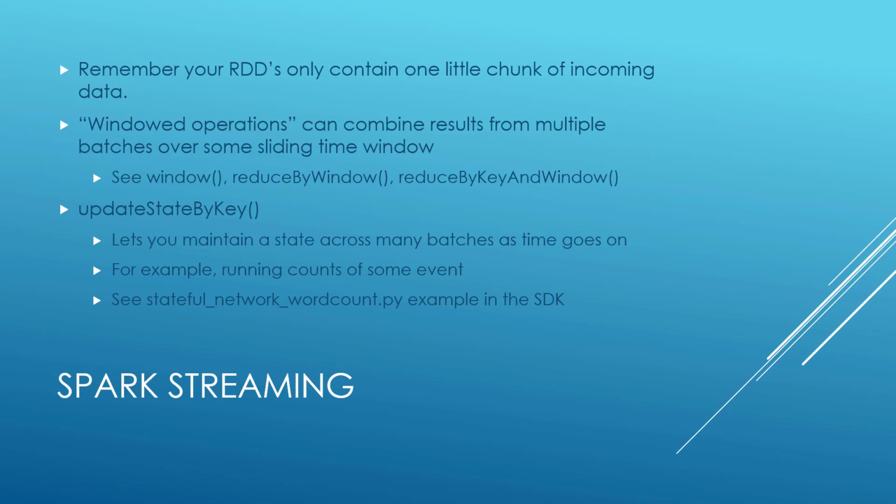You can also maintain any arbitrary state you want across these different batches that come in from your streaming data. updateStateByKey is what lets you do that. That just lets you keep track of some sort of state, some arbitrary information, across many batches as time goes on. So for example, if you wanted to keep a running count of some event or the total number of lines that you've processed since the beginning of this stream, you could use updateStateByKey to do that. And if you want to see an example of that in action, just navigate into the Python examples that ship with the Spark SDK. You'll see a file called stateful_network_wordcount that will show you how that all works.